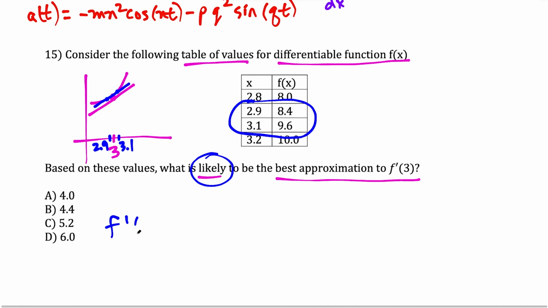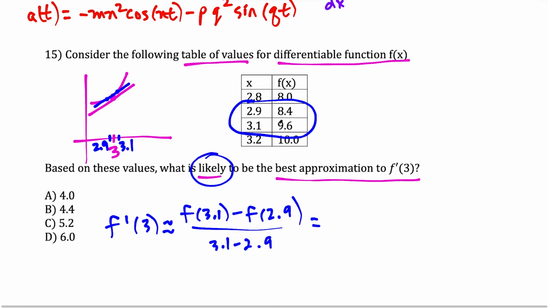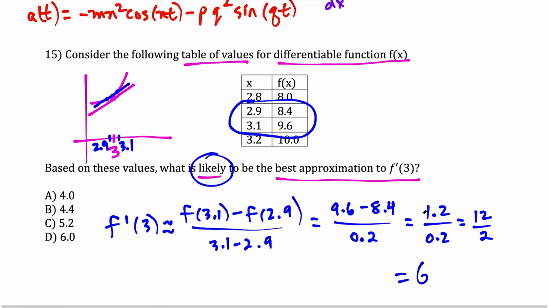So now we're going to say here that f prime of 3 is roughly equal to f of 3.1 minus f of 2.9, and we're going to divide by 3.1 minus 2.9. So now we just plug in from the table. f of 3.1 is 9.6, and we're subtracting 8.4. That's the value of f of 2.9. And we're dividing here by 3.1 minus 2.9, which is 0.2. So now I'm just imagining 96 minus 84 is 12, and I just put a decimal in between. So we have 1.2 over 0.2. And then here you can multiply the top and bottom by 5, and it gives you 12 divided by 2. And that's going to simplify to 6. So the best approximation based on this table is going to give us here choice D. The best approximation for f prime of 3 is 6.